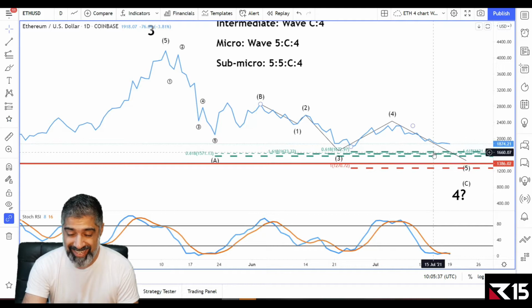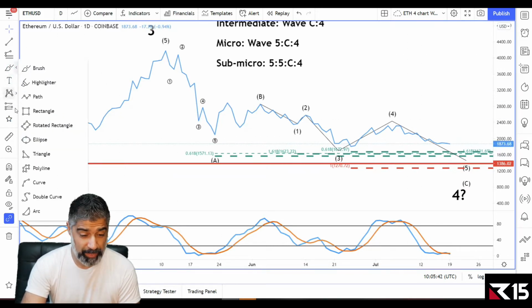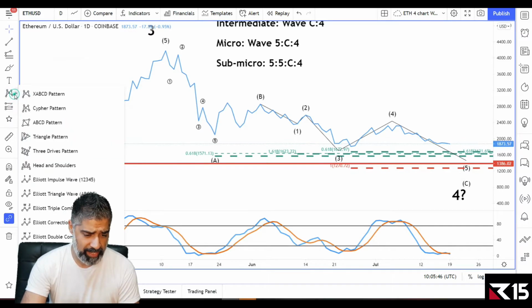And if that's the case, then we should anticipate a reversal. It also coincides with the fundamentals of Ethereum. There's a lot of new things coming out with Ethereum. The new updates are being launched.